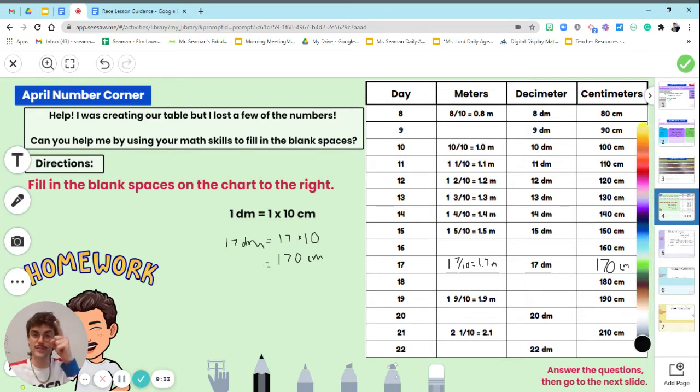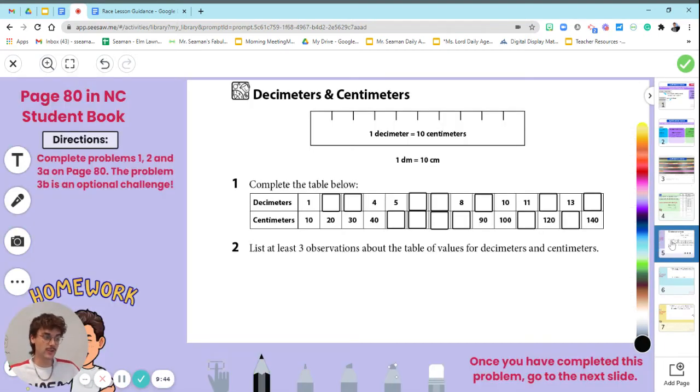Now, your job is to fill out the rest of these blank spaces here. You have a few more to go. And then all you have to do now is 3 problems. Here's your first problem. It is very similar to what we just did with this chart. It says complete the table below, and it is on page 80 in your Number Corner student book, page 80 in your Number Corner student book.